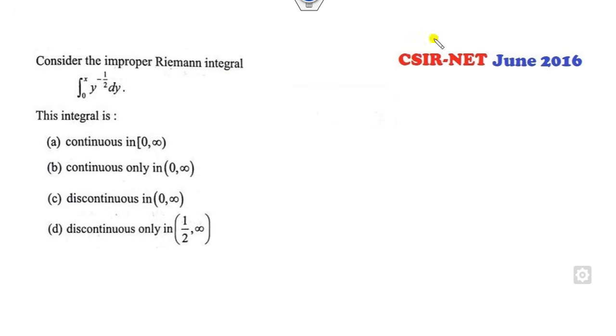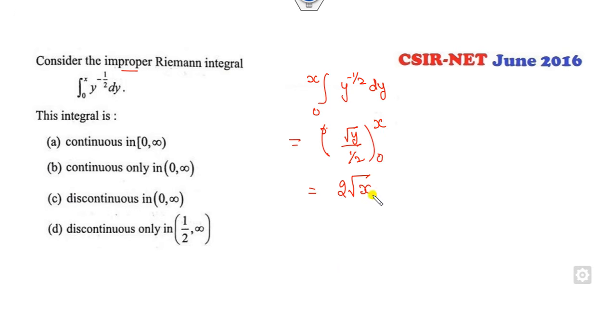Okay, look at this another one. It's again the CSIR NET examination. The improper integration. This y to the power of minus half is discontinuous. Okay, they are not talking about the convergent. So what is the integration of this? It is root y over 1 over 2. Fine. What is that? It's 2 times root x.